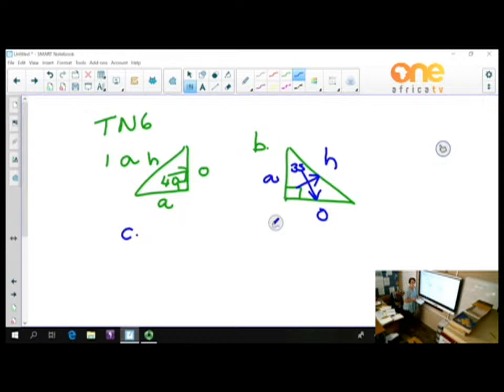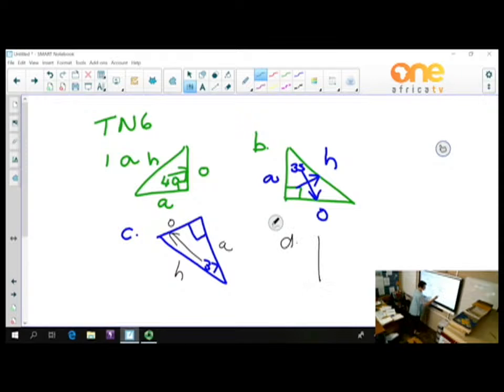Number C. Now first try this one on your own before you listen further to my recording. That one is 90 degrees. This one is marked 37. So which one is opposite the marked angle? That angle there. This one is the hypotenuse. This one is adjacent, next to the angle. And then number D. So we have that little triangle there. That angle is 42. This one is 90 degrees. So this will be the hypotenuse. This one is the opposite one, and that one is adjacent.